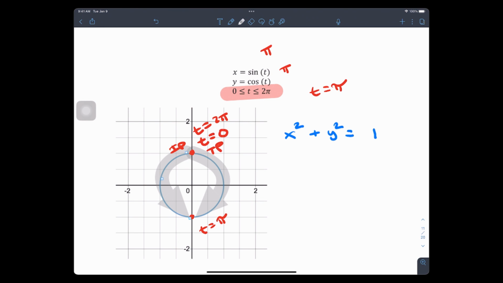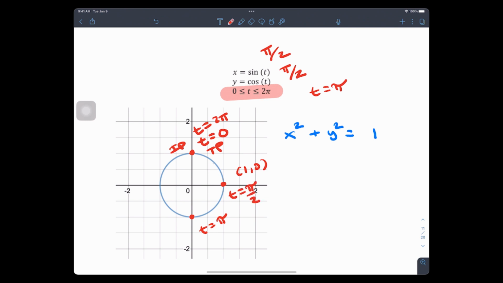See what I mean? So I'm going to have to use another value of pi. What should I use? I'm going to probably try pi over 2. So what is sine of pi over 2? Sine of 90 degrees. Isn't that 1? So that means x is 1. And then cosine 90 degrees is 0. So this point is 1, 0, right? And that happens when t is now pi over 2.